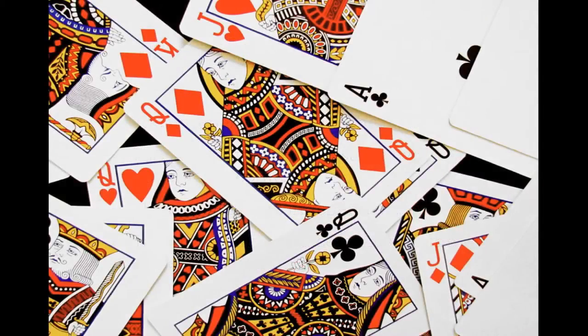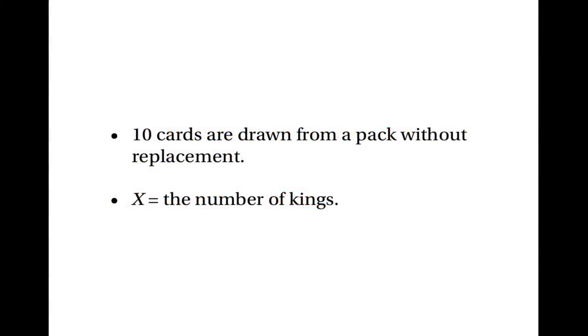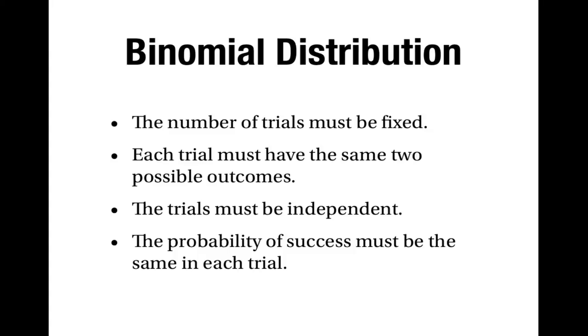My next example has to do with cards. Suppose that we draw 10 cards at random from a pack, but don't replace them. And then we say that X is the number of kings. Let's go through the criteria again. Well, the number of trials is fixed because I said we would take 10 cards. And each trial does have the same 2 possible outcomes, because each time we can either get a king or some other card.